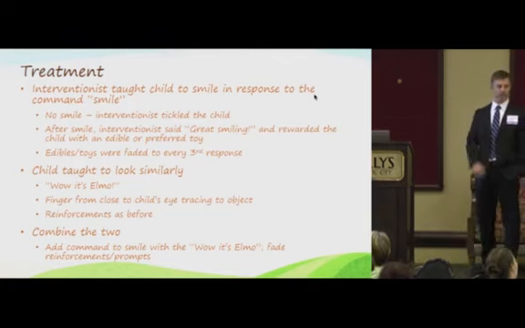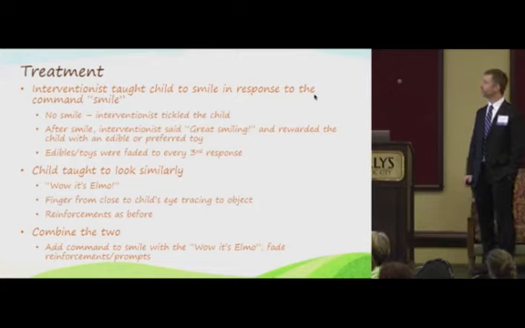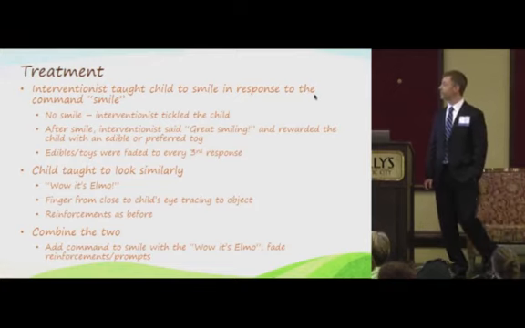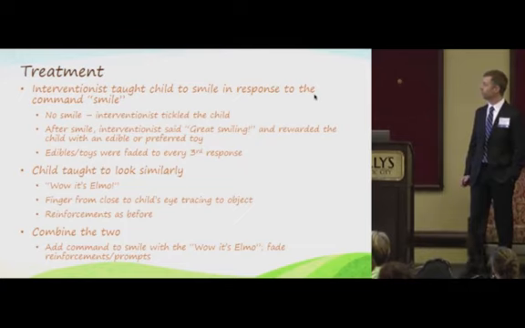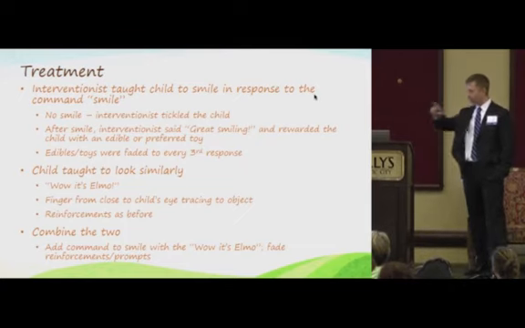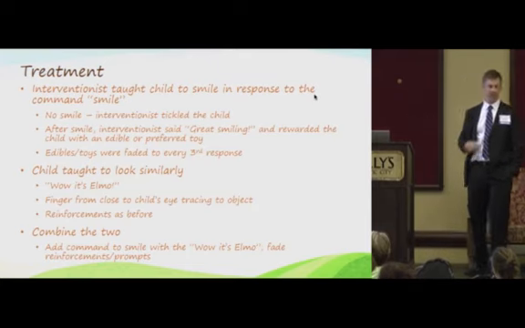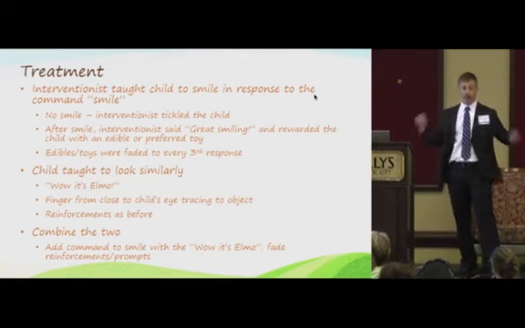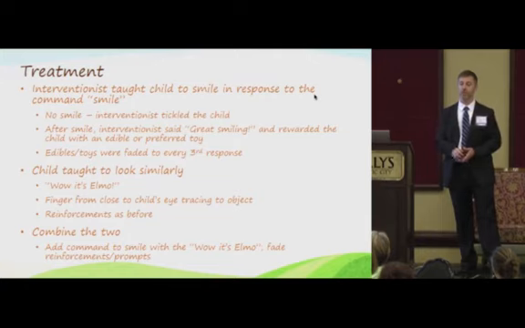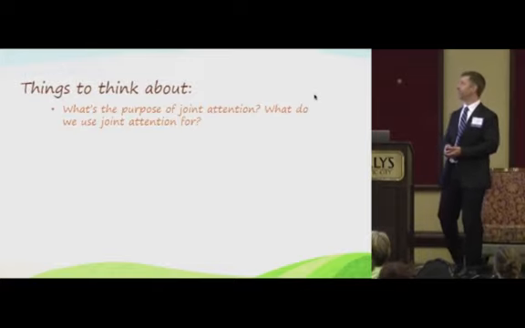And then they faded that edible food or toys. And for looking, they did the same sort of thing. Wow, it's Elmo. If the child didn't look, they used the finger in front of the child's eye to trace toward the object so the child would follow their finger. And then again, they reinforced good looking. And then they combined the two. So now what you get after this is the child will look and smile at the same time. Problem solved. Right?